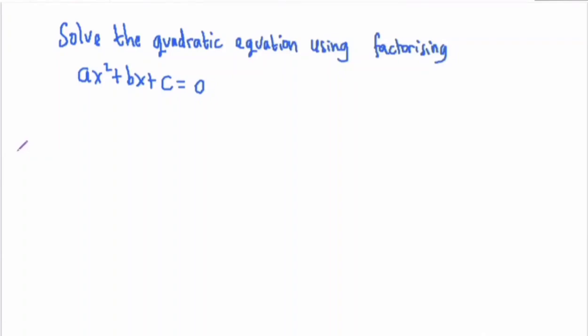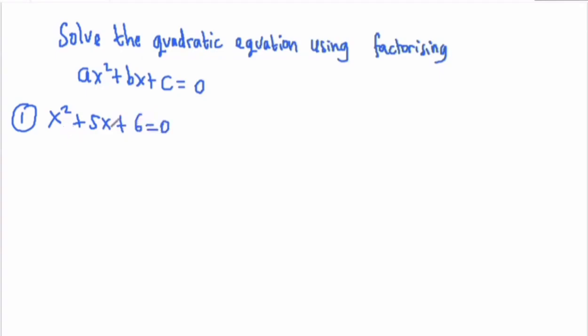In this video, I would like to discuss how to solve the quadratic equation using factorizing. We know that the quadratic equation is in the form ax squared plus bx plus c is equal to 0. For example, x squared plus 5x plus 6 is equal to 0.